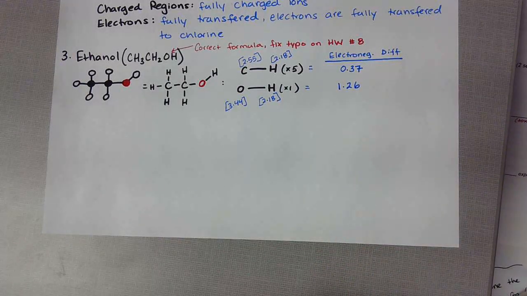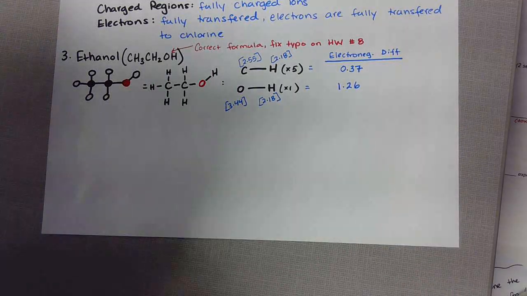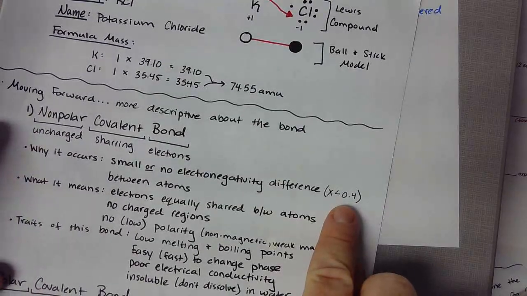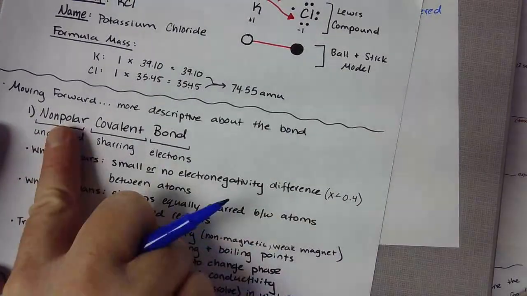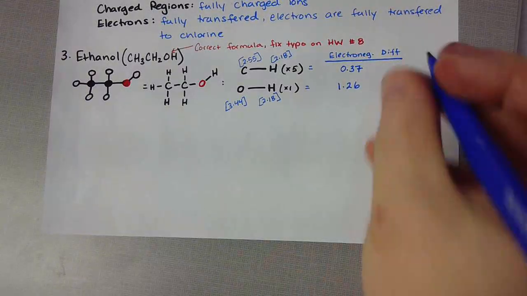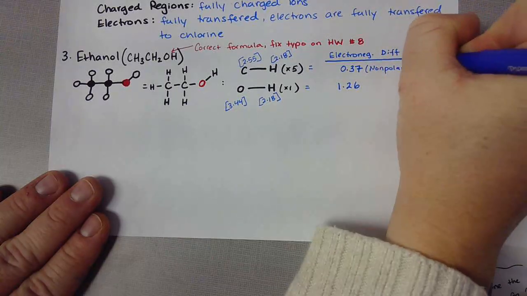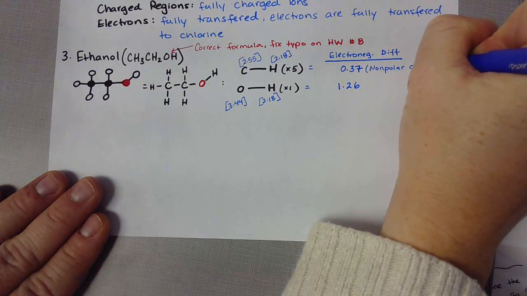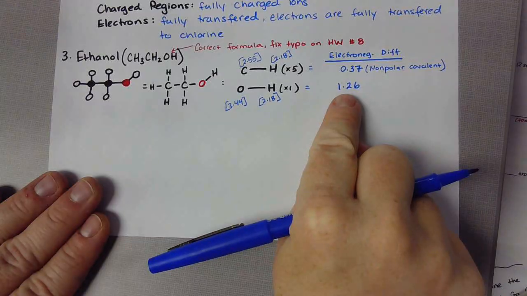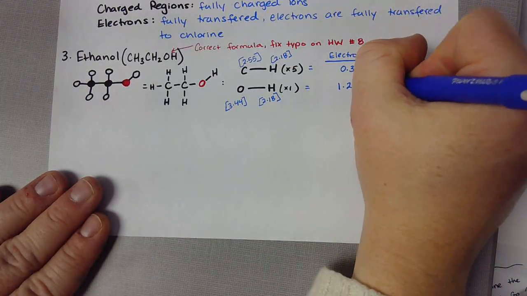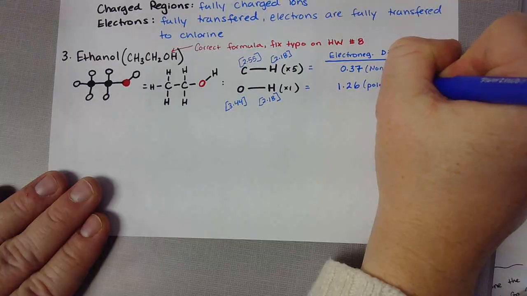Now, these are different categories. 0.37 falls under our lowest threshold because our cutoff is 0.4. Our lowest threshold of 0.4, anything below that is a nonpolar covalent bond. However, above that, but below 1.7, which I am, we have a polar covalent bond.